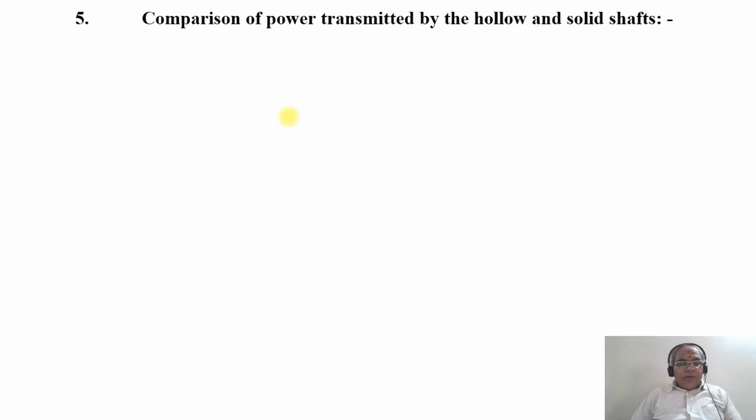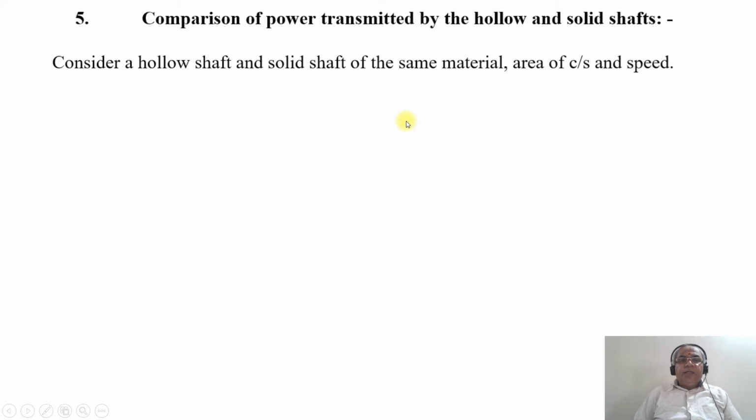Now in this video, we are going to take up one more case, the comparison of power transmitted by the hollow and solid shaft. Here, we are considering a hollow shaft and a solid shaft of the same material, area of cross section and speed, because the power is generated with respect to speed. So the torsional shear stress of the hollow shaft is equal to the shear stress of the solid shaft because the material is the same.